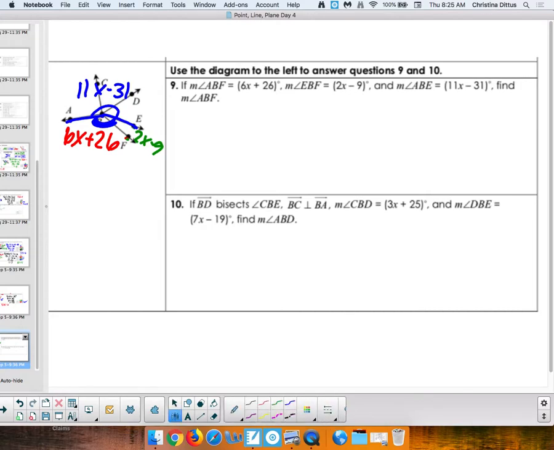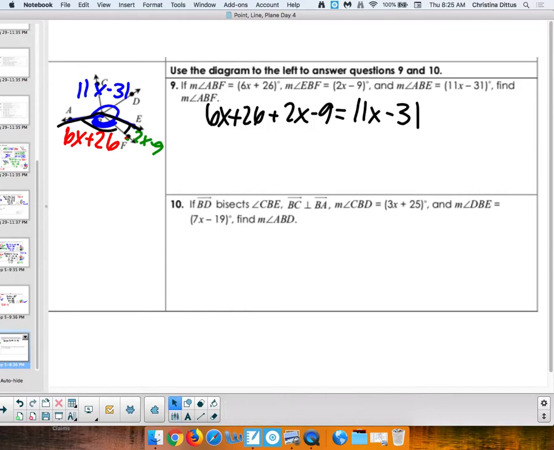Let's just set it up and we won't solve. We've done enough solving. How do I set it up? 6x plus 26 plus 2x minus 9 equals 11x minus 31. Do small things equal my big thing? Questions on 9?